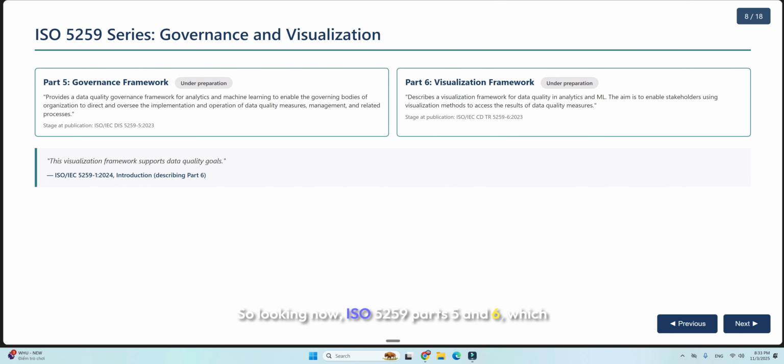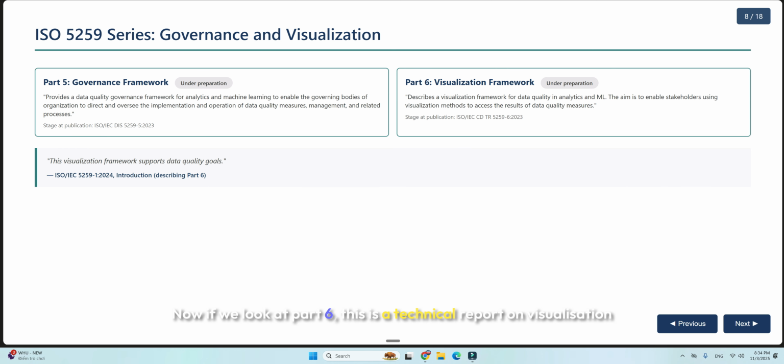Looking now at ISO 5259 parts 5 and 6, which are both still under development, but they're important to know about. Part 5 will provide a data quality governance framework, and the scope is to enable the governing bodies of organizations to direct and oversee the implementation and operation of data quality measures, management and related processes. So this is the governance layer, how boards and executive teams oversee data quality programs. As of publication of the standards we're reviewing today, part 5 was at the draft international standard stage, ISO IEC DIS 5259-5 2023.